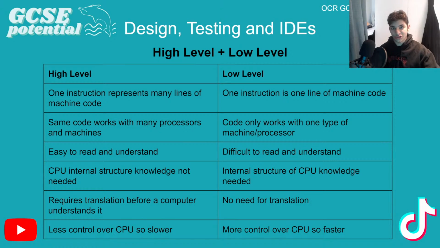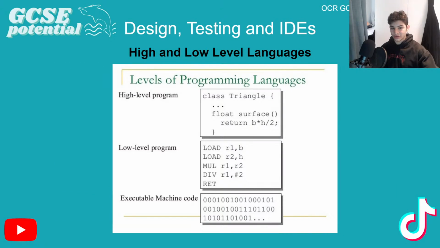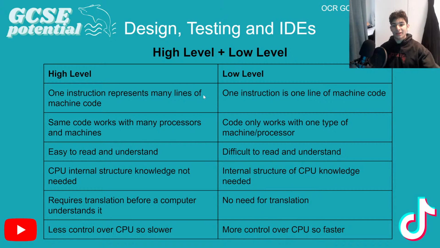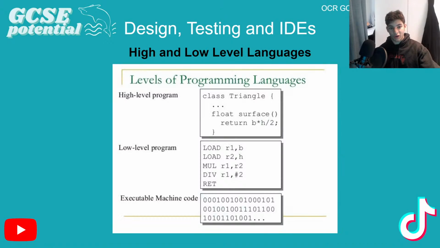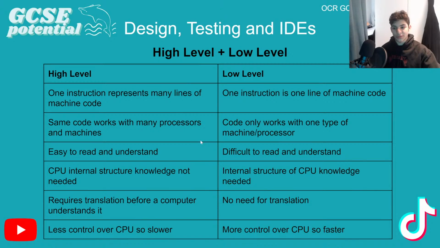This is the table. It's a huge table. You're going to need to memorize quite a bit of this. So high and low level. With high level, one instruction, as we see here, like return or class, represents many lines of machine code. So it basically just simplifies things. Whereas low level is where one line is one line of machine code. So instead of writing zeros and ones, you can use basic English for low level, and that just represents one line.